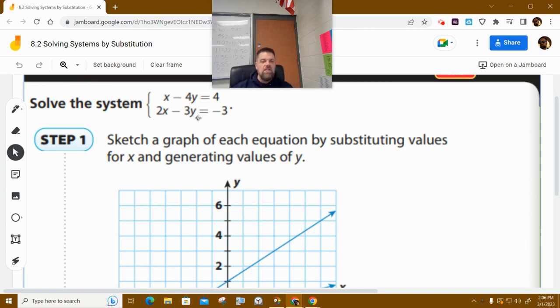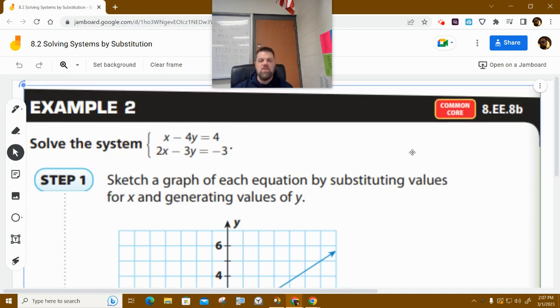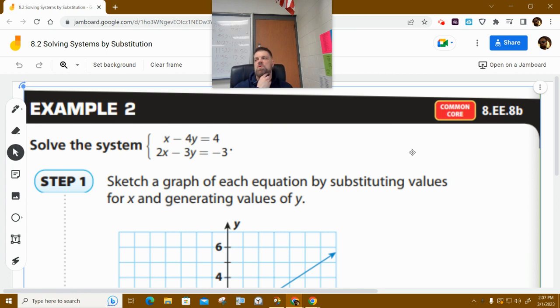Okay. So I've got two graphs here. x minus 4y equals 4, and then we have 2x minus 3y equals negative 3. So my first question, raise your hand, and remember I'm recording, so let's not blurt out any names. I'll point to you, and then you answer the question. Which one of these equations should I solve for one variable? Yes. The first one. That is correct. We want to solve the first one.